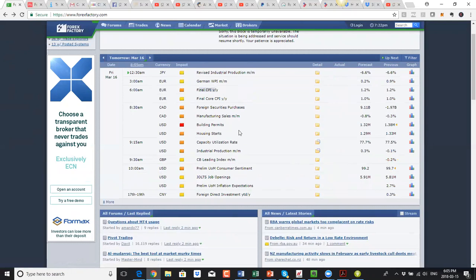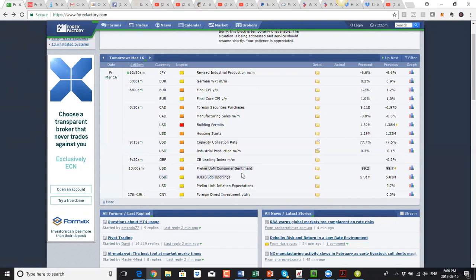We do have CPI numbers out of the Eurozone, even though it says orange here. CPI numbers, which is inflation, are important, so keep an eye on them if you're trading the London session tomorrow. Then we have foreign securities purchases and manufacturing sales for the Canadian dollar. Building permits here are important numbers for the US because they speak to the state of the economy. If the building permits are good, they are a leading indicator for new home sales. So that's why these numbers are important. And that's pretty much it.